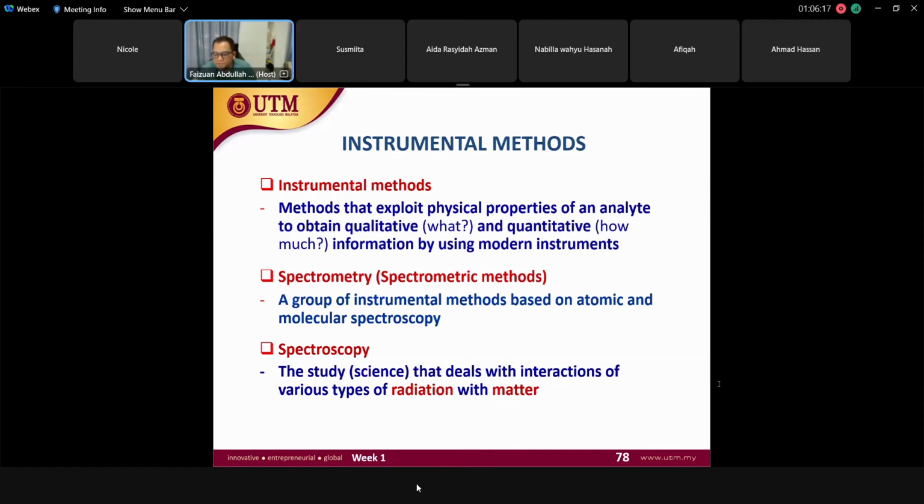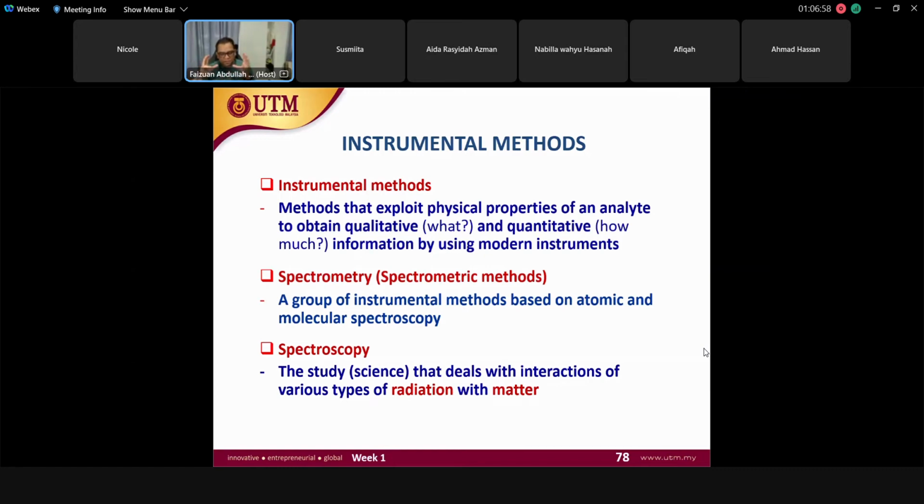Next, Shafiq. Hi, Shafiq. So, what is your idea about atomic and molecular spectroscopy? Right. Good, Shafiq. Thank you. The different properties of atomic and molecular in spectroscopy. What type of difference? We will discuss after this.